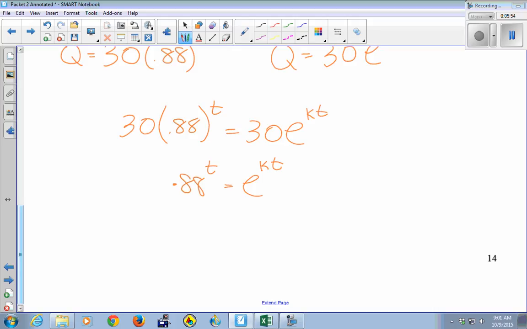All right, I'm going to rewrite e to the kt in just a little bit of a fancy way. So this is e to the k to the t. Do you agree that those are equivalent? Yeah, because when you raise a power to a power, you multiply the exponents. All right, so for this and this to be the same, it's got to be that 0.88 equals e to the k. So 0.88 has to equal e to the k.